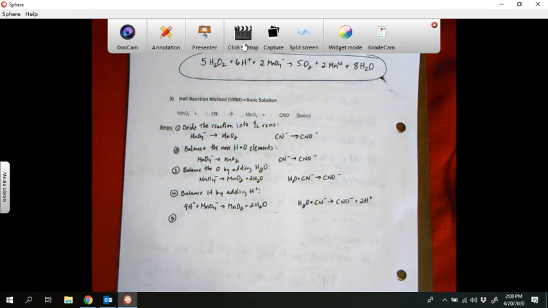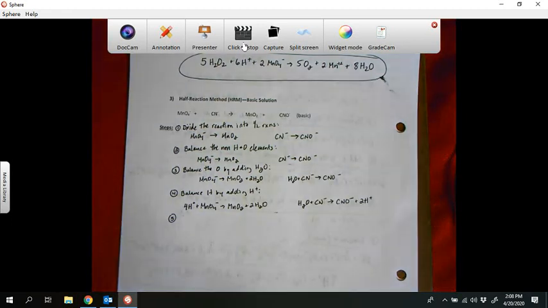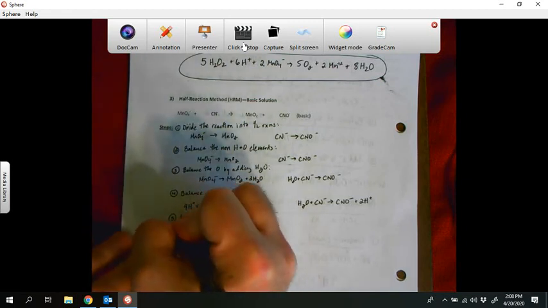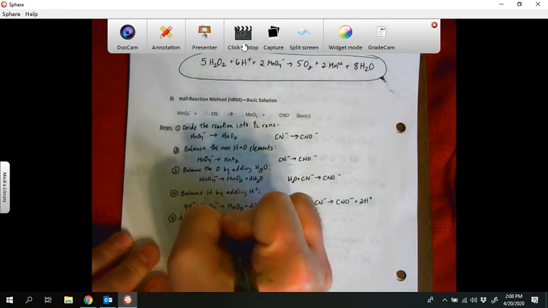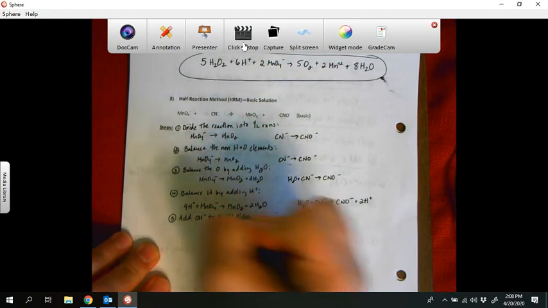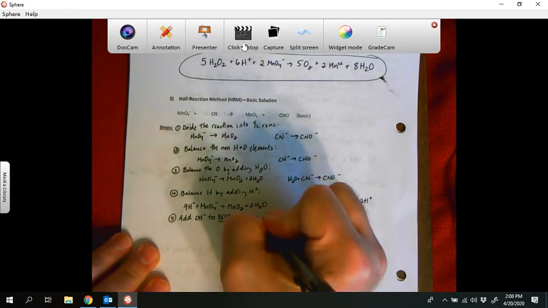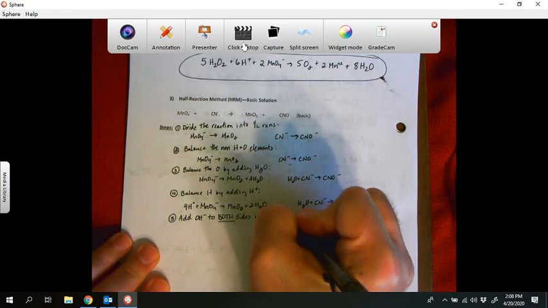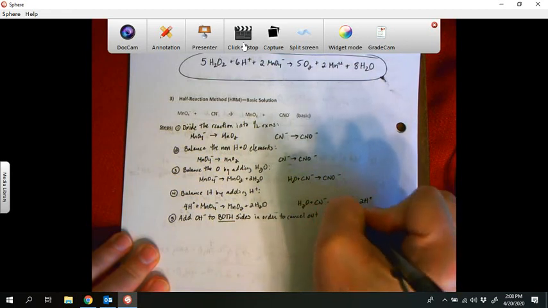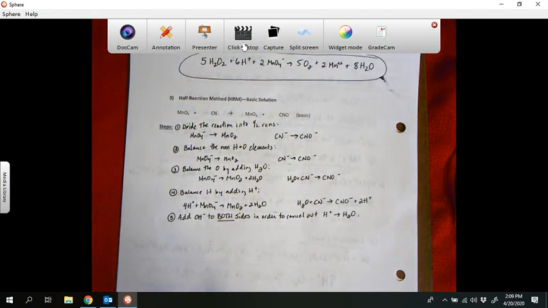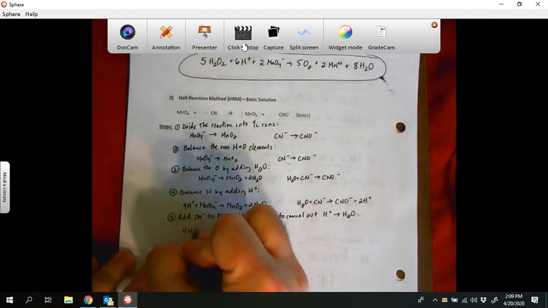Now, our fifth step is going to be the one that is new. So 1 through 4 is what we did with acidic reactions. This is what's new. We add OH minus to both sides of each half reaction in order to cancel out H plus to make water. So, however many H pluses we added in, we add that number of OHs to both sides of the half reaction.